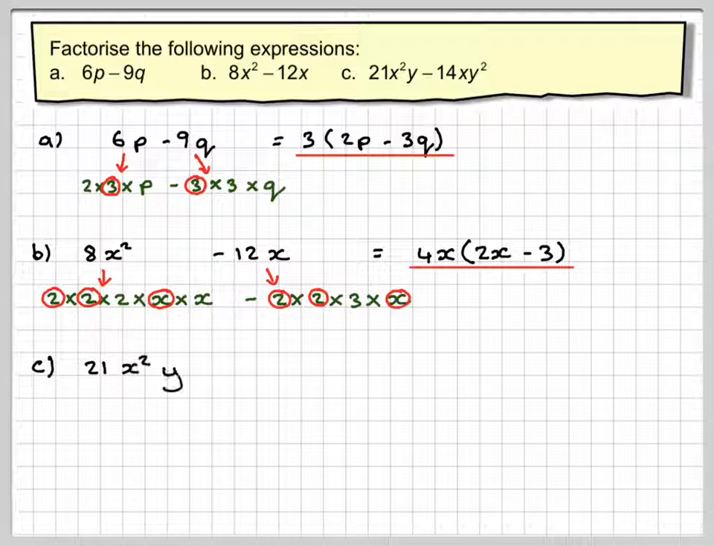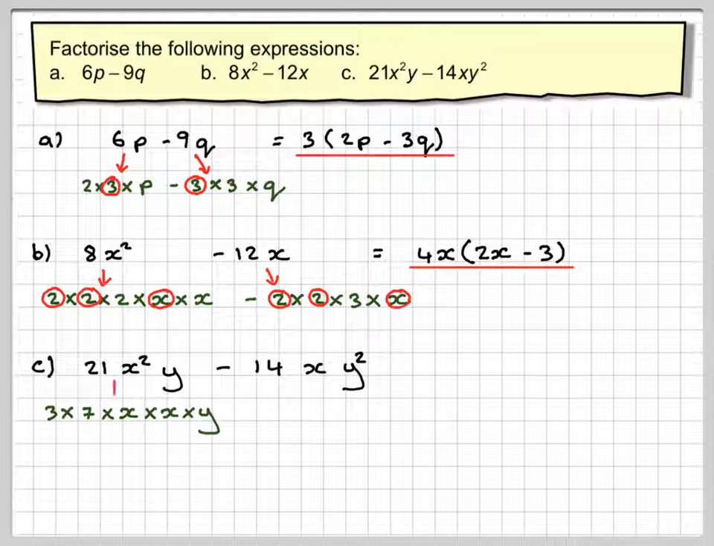Part C, 21x squared y minus 14xy squared. So the same idea, split 21 into 3 times 7. x squared is times x times x, and times a y for that one. And here 14 is 2 times 7, so we're going to have minus 2 times 7 times x times y squared, which is times y times y.